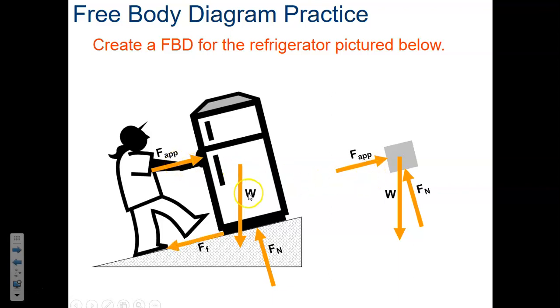You call this the person force or whatever you wanted to do. It really wouldn't matter. And as he's pushing the refrigerator up the ramp, there's probably some friction, and friction always acts opposite motion. So since the fridge is going up the ramp, the force of friction is going to go down and to the left of the ramp. Okay. I think that's all of them.